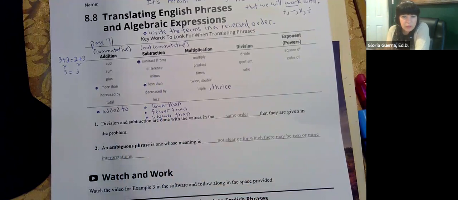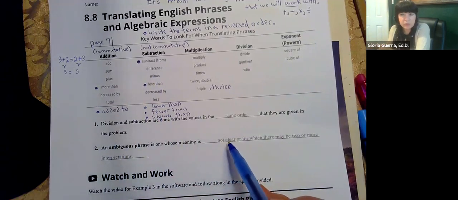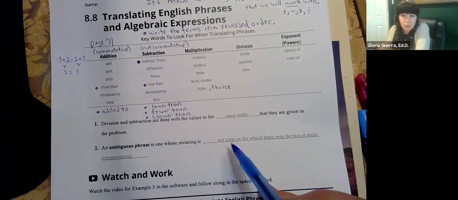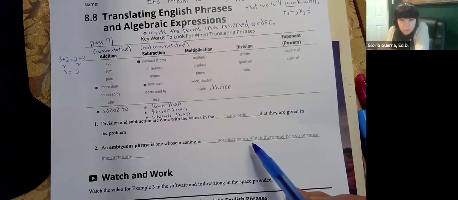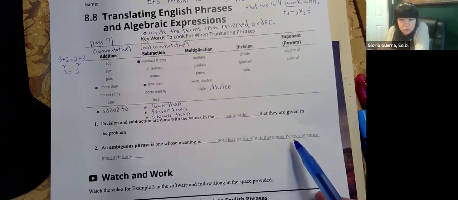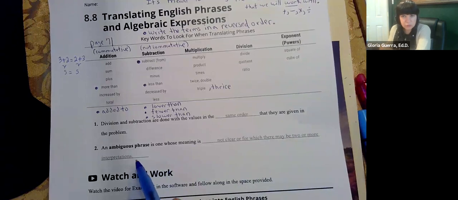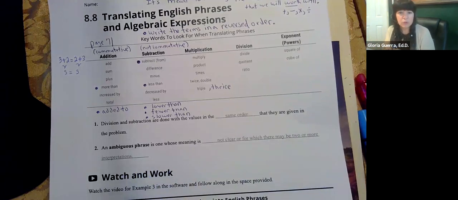So I'm not exactly sure I agree with that comment totally. Number two, an ambiguous phrase is one whose meaning is not clear. So ambiguous means it's not clear, or it says for which there may be two or more interpretations. I guess they have that there because you want to learn your vocabulary. Otherwise, if you don't learn your vocabulary, it could be a little bit tricky to know which operation you're using.